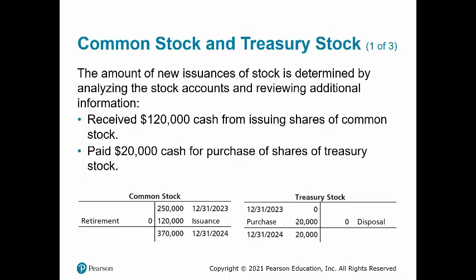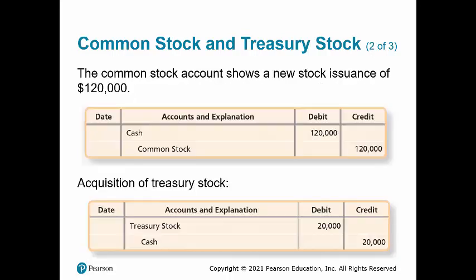The treasury stock account had a zero balance at the beginning of the year, but during the year we purchased $20,000 of treasury stock. We had no disposals of treasury stock, so the balance at the end of the year was $20,000. We can use this information from the T accounts to reconstruct the journal entries for the issuance of the common stock and the purchase of the treasury stock.